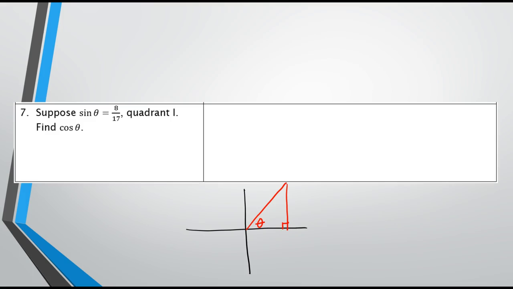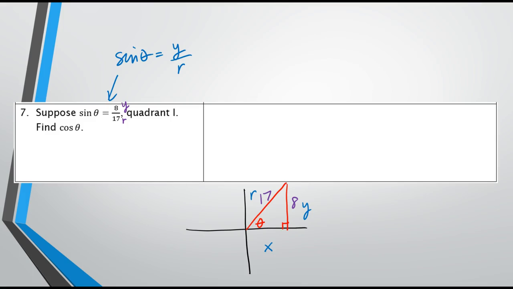So what you need to know is that sine of theta is equal to y over r. So I'm going to label my x and my y and my r, and then I can actually put in those numbers. So it tells me that my y value is 8, so I'm going to put in an 8 here, and then my r value is 17, so that's going to go on my hypotenuse. Because we're in quadrant 1, everything is positive, so I don't have to worry too much about anything negative, but I do have to find out what my x value is.